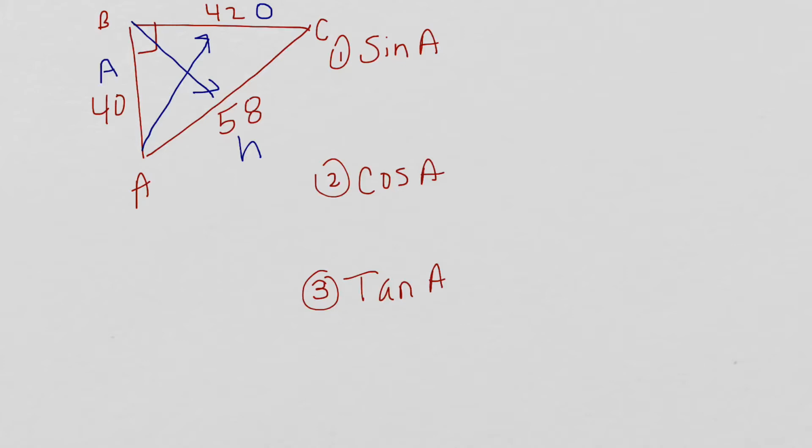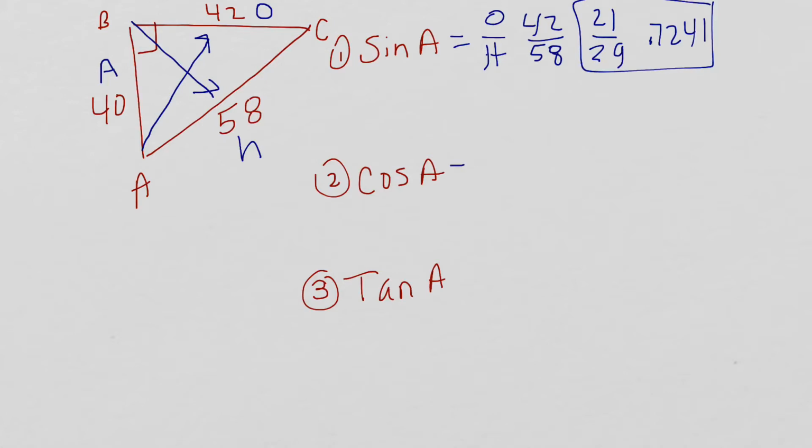So let's find the sine of A. Sine of A is going to equal the opposite side divided by the hypotenuse side. The opposite side is 42. And the hypotenuse is 58. We're going to go ahead and simplify that down to 21 over 29. Change that to a decimal, and that's going to give us decimal 0.7241.